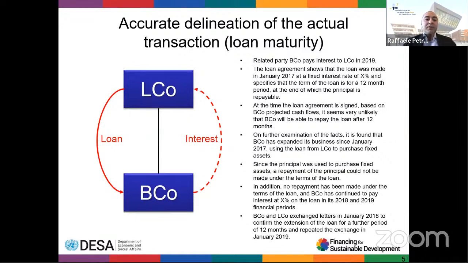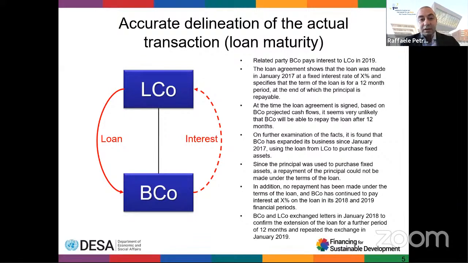So this example shows that even if the loan was initially contractually characterized as a one-year term loan, the facts at the beginning of the analysis already show that this loan most probably will not last only for 1 year, and this is confirmed also by the fact that the loan was renewed in 2018 and 2019.